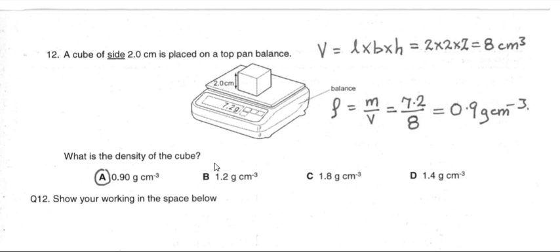Question 12. A cube of side 2.0 centimetres is placed on a top balance. Its volume, as it's a cube, is 2 by 2 by 2 centimetres, so its volume is 8 centimetres cubed. Then its density is mass divided by the volume, so it's 7.2 grams divided by 8 centimetres cubed, which gives 0.9 grams per centimetre cubed. So it's A.